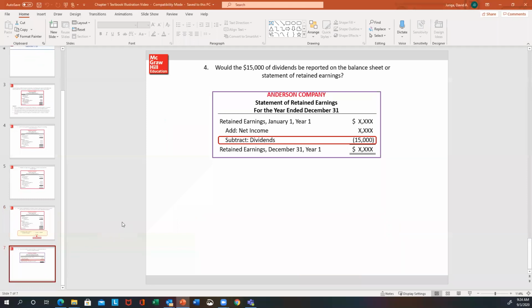And then I think the last one, again, the dividends are not reported on the balance sheet. Remember, dividends, I showed this earlier, if you go back to the lecture PowerPoint, dividends only show up on the statement of retained earnings.